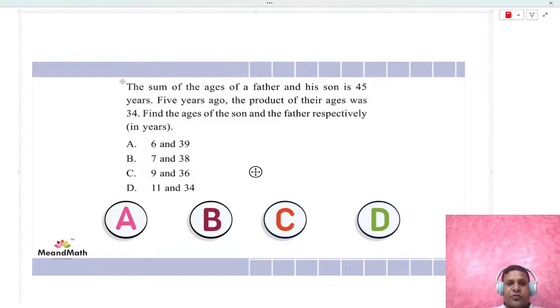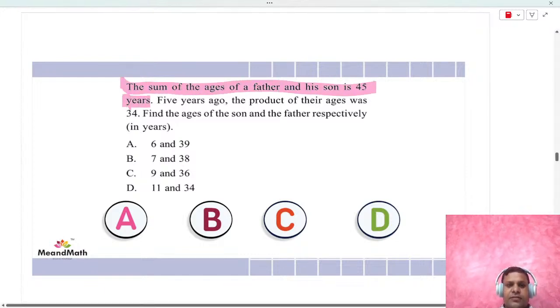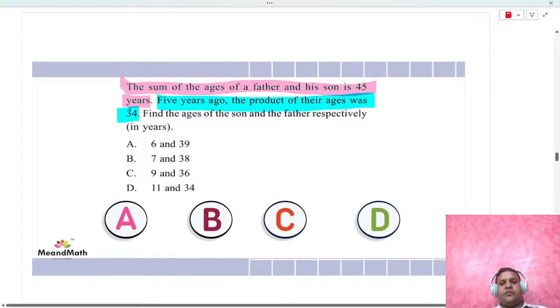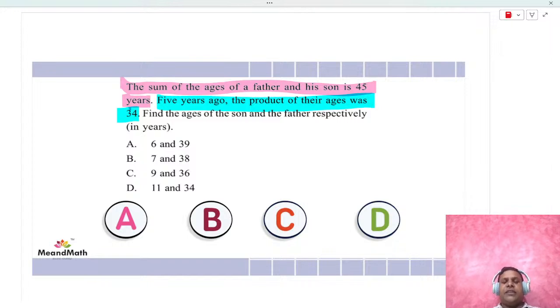You can break this question into a first part and a second part. After that, you can solve it easily. The sum of ages of father and son is 45 years. 5 years ago, the product of their ages was 34. So what will their ages be? We have to find out.